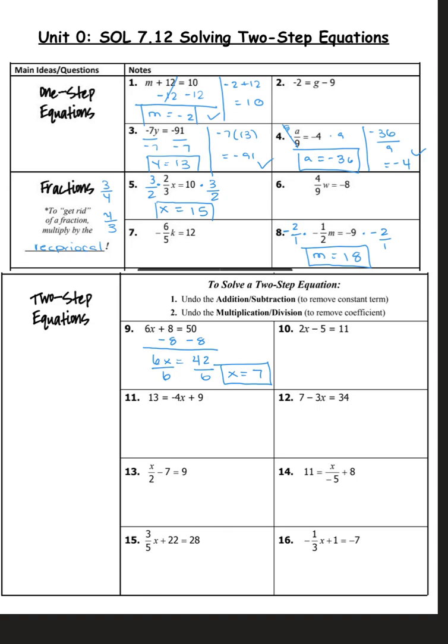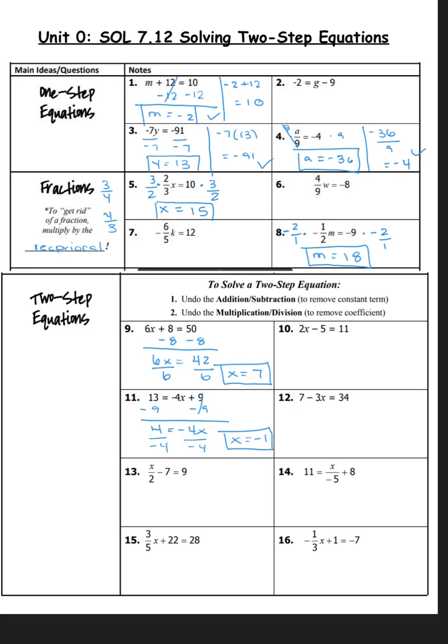All right, so we have 13 equals negative 4x plus 9. Here again, we are going to get rid of that 9 because we can't move that variable term quite yet. My positive 9 and negative 9 cancel. 13 minus 9 gives me 4, so I have 4 is equal to negative 4x. I want to get x by itself, so I'm going to divide both sides by negative 4. And I get that x is equal to negative 1. So plugging back in that negative 1, negative 4 times negative 1 gives me a positive 4, plus 9 gives me 13.